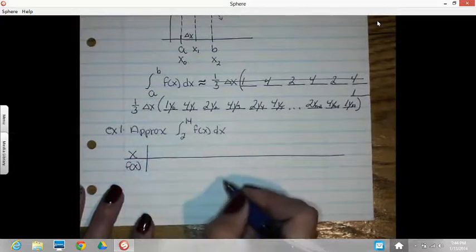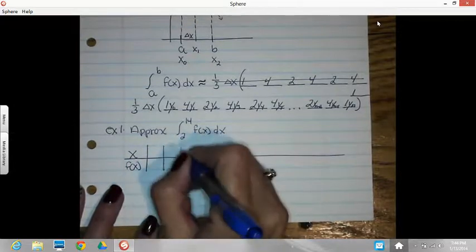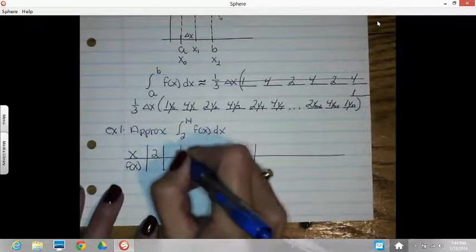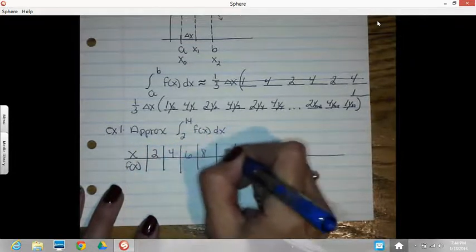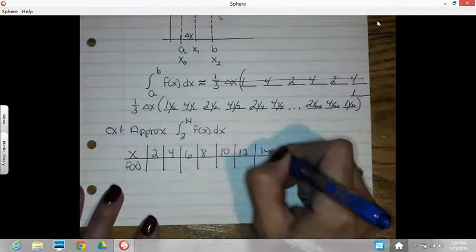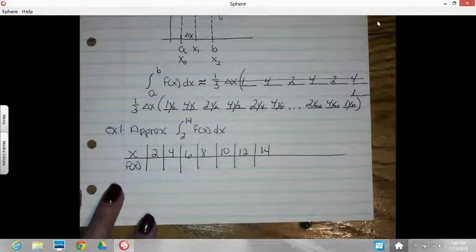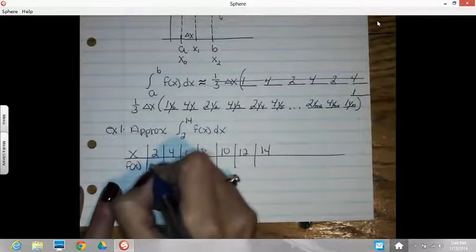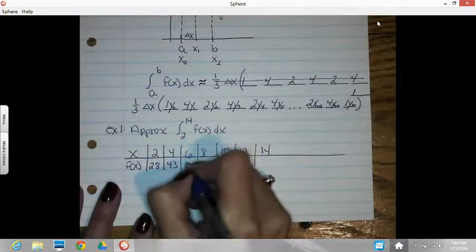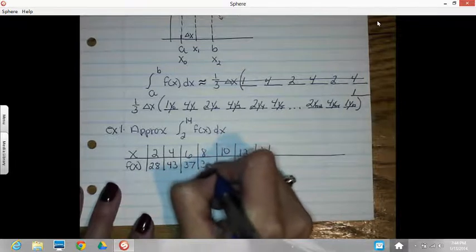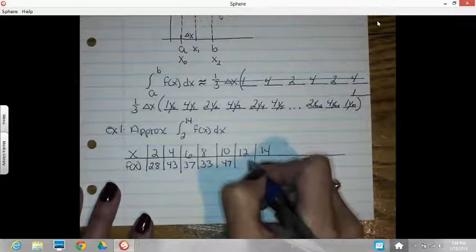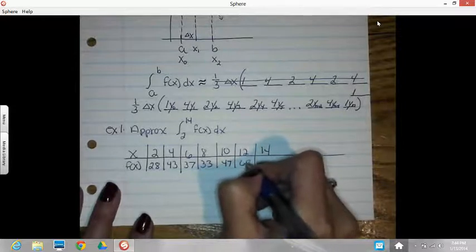My x values are going to start at 2 and go evenly. So 2, 4, 6, 8, 10, 12, 14. Okay, my corresponding y values are 28, 43, 37, 33, 47, 68, and 55.